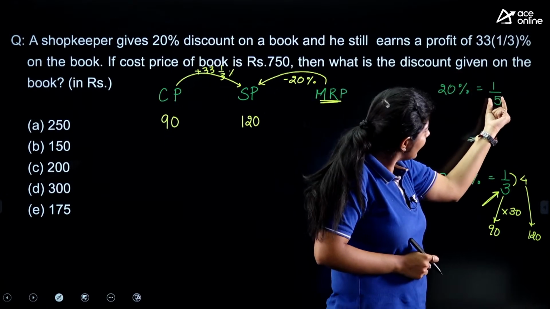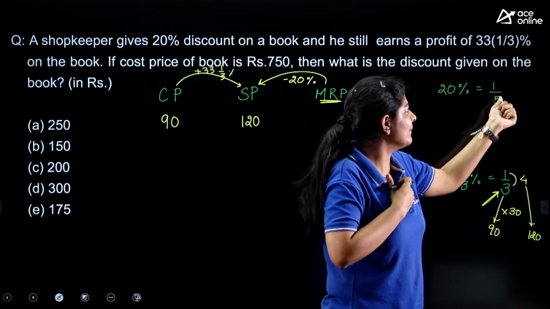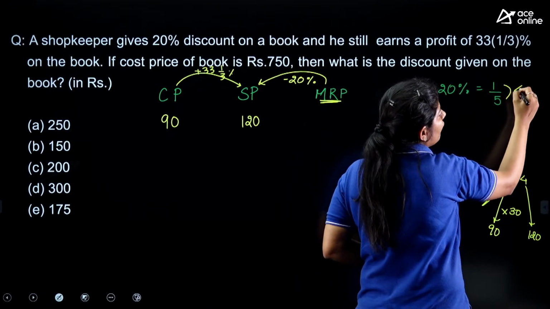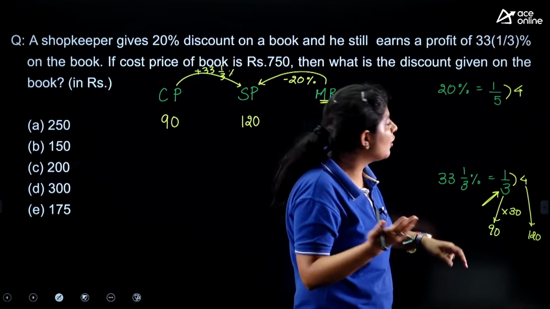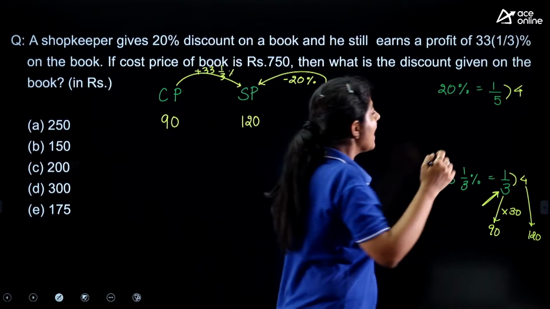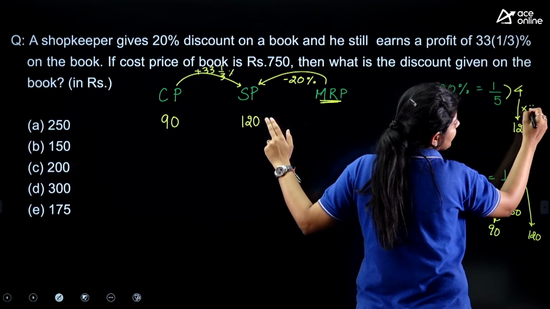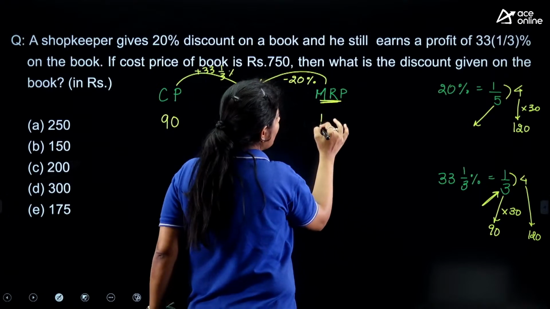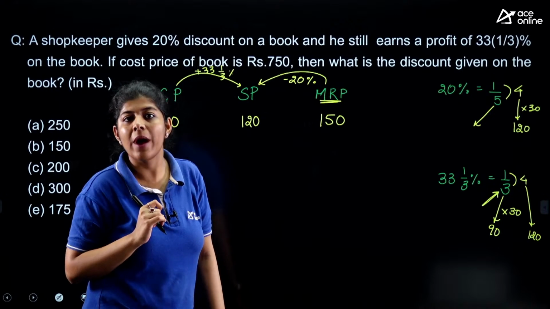The question is saying that the marked price of any item that I have is 5 rupees and I am giving a discount of 1 rupee on it. That means I am selling it for 4 rupees. Now why am I saying this? Because we know that the discount is always given on the MRP. But here the selling price that we have is 120, which again is a multiple of 30. That means the marked price that we have is 150. The marked price that we got over here is 150.